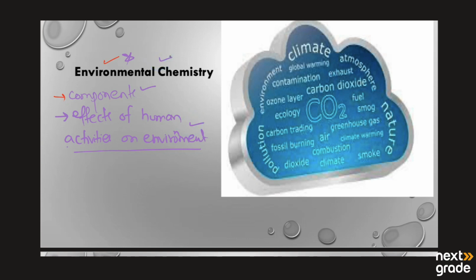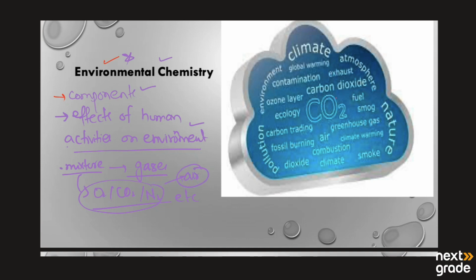So what is basically the component of the environment? If we have a look at the air, basically air is a mixture, and it is a mixture of gases. And what type of gases are found in the air? We have oxygen, we have carbon dioxide, we have nitrogen, and etc. Basically, these gases combine and form the air.